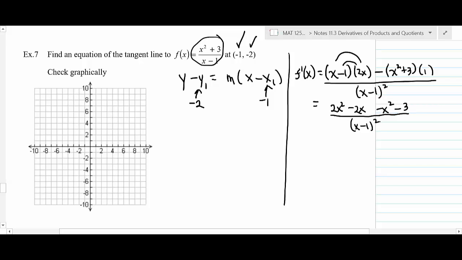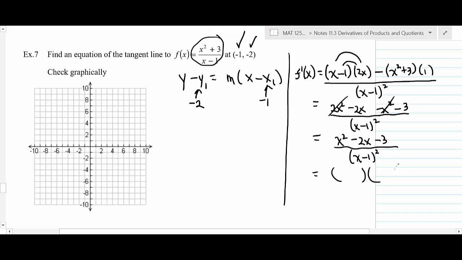Okay, now let's see if we got like terms. So it looks like 2x squared minus 1x squared is x squared minus 2x minus 3, all over x minus 1 to the second. There's a chance that that factors. The numerator looks like it might. I'm going to go ahead and try. Okay, let's see if that factors.